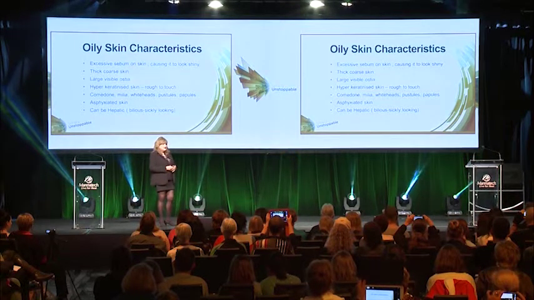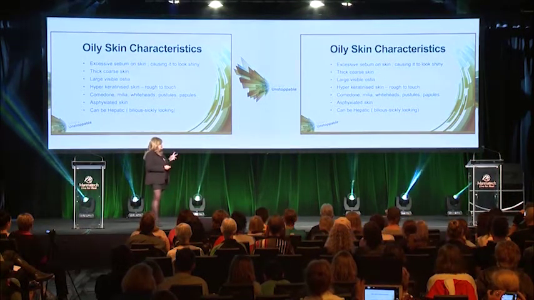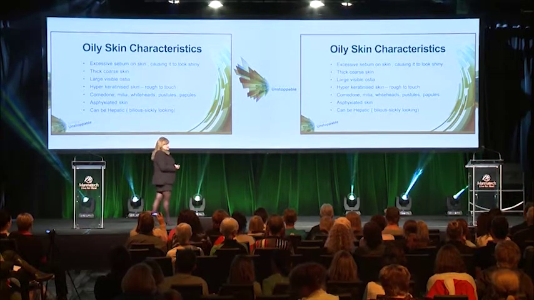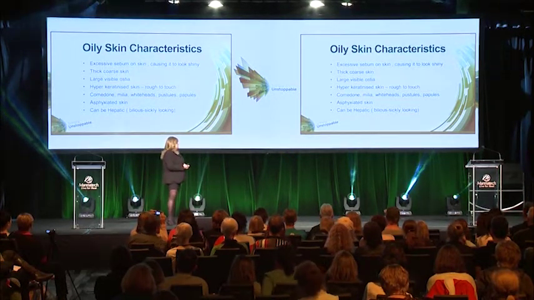So oily skin characteristics, these are some of the characteristics that you need to look for if you have an oily skin. Your skin may be thick and coarse. Large pores, which is your ostia, skin may be rough to touch. You may have comedones, which are your blackheads, whiteheads, pustules, papules. Congested skin means you can feel the lumps and bumps under the skin, and your skin may look sallow, which is sickly looking.